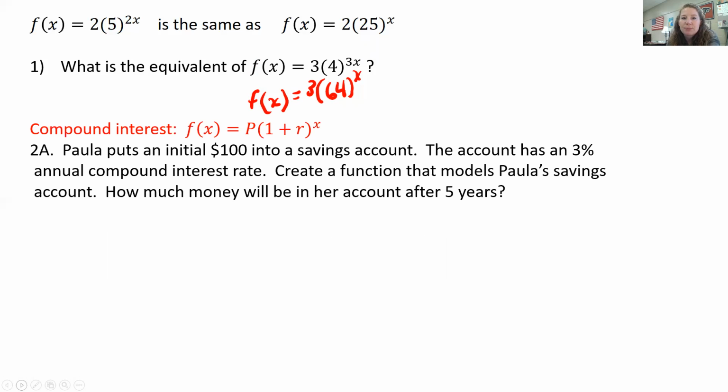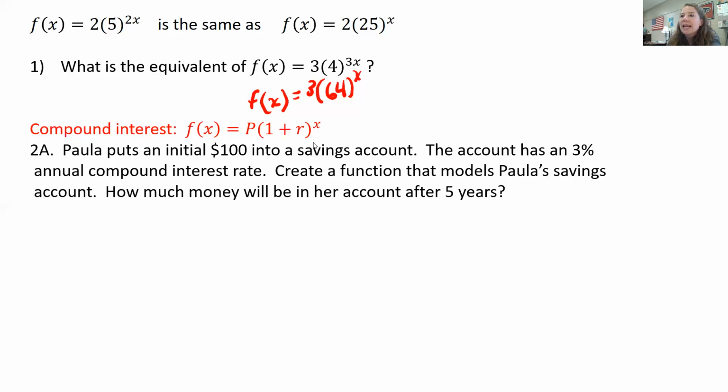So if you ever put money in the stock market, you will earn compound interest on it. Or in this case, Paula's putting her money into a savings account. So the way you find the compound interest is always the same. You start with the principal. That's how much money you put down or put into an account. And then they're going to always add 1 to your interest rate. And then that is to the power of x, and x represents how long you're going to keep your money in an account. So the longer you keep your money in an account, the more money you'll make.